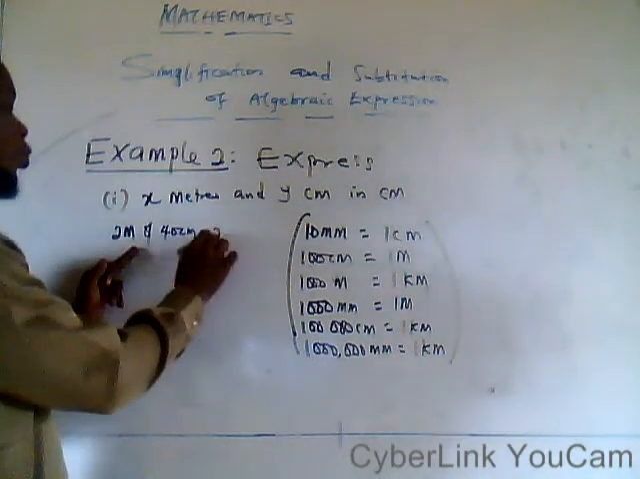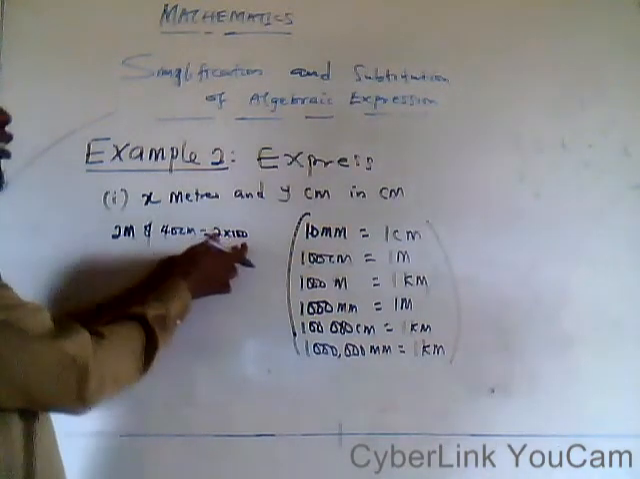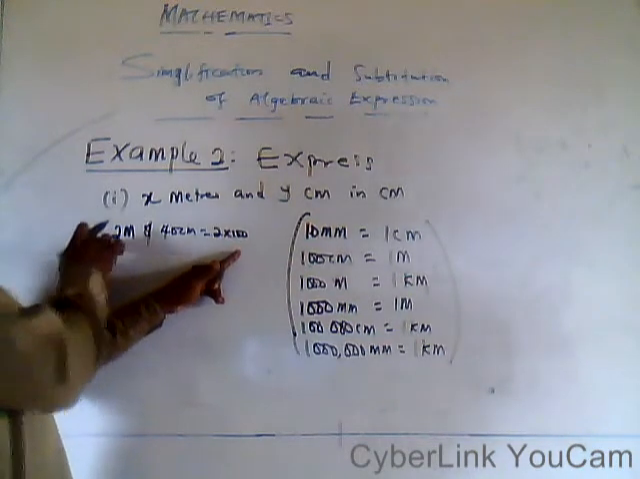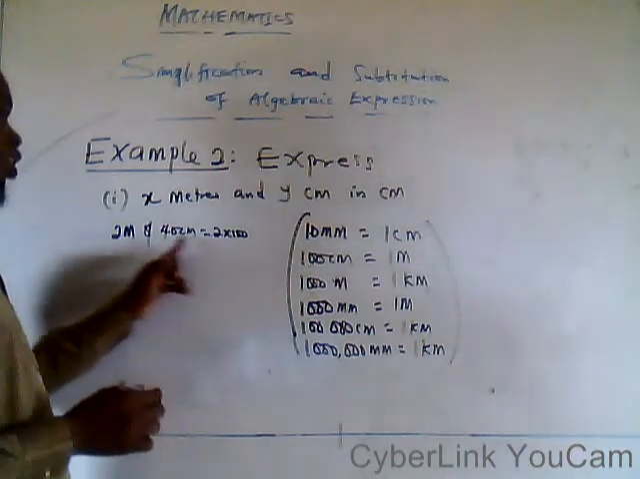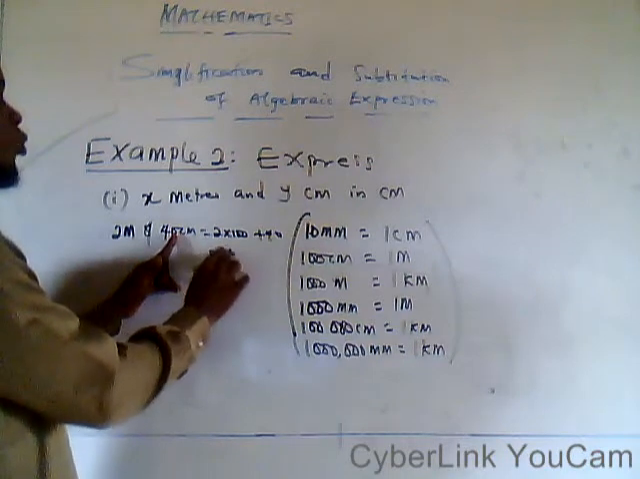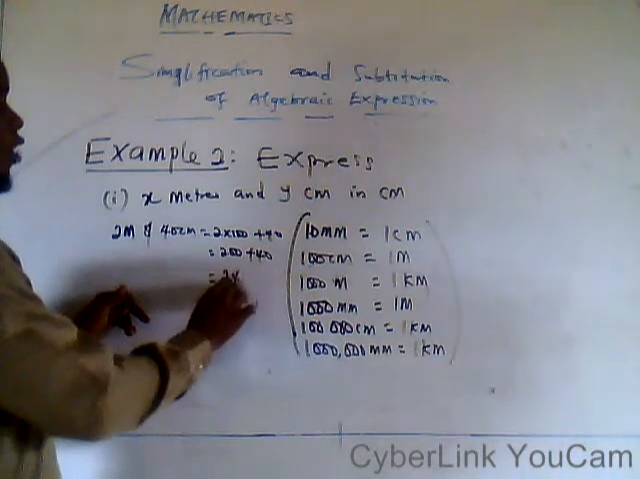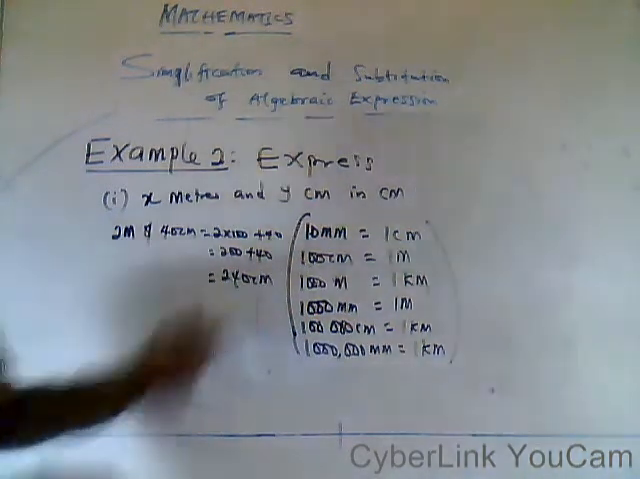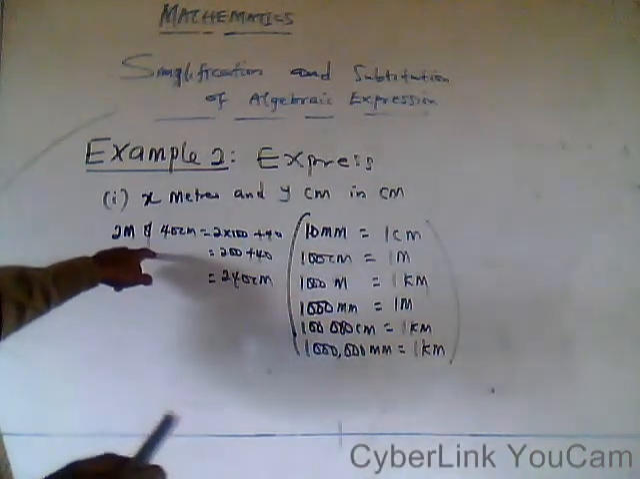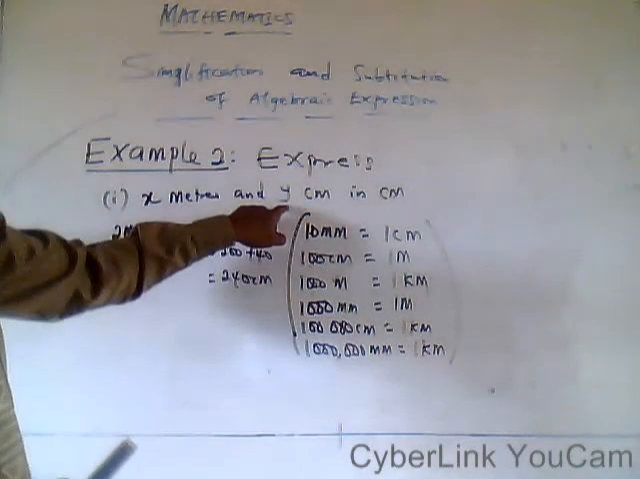This one is 2 meters, and 1 meter is 100 centimeters, right? So you have 2 multiplied by 100, that is 200, plus 40. So you have 240 centimeters for this. Here you have 2 meters, that's why you say 2 multiplied by 100, then plus what we are given here, which is 40.